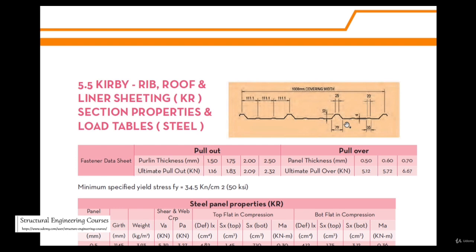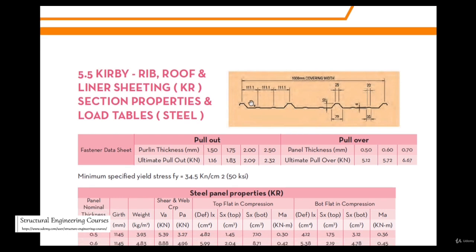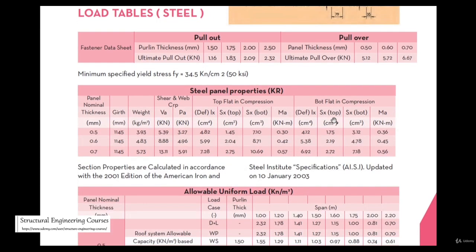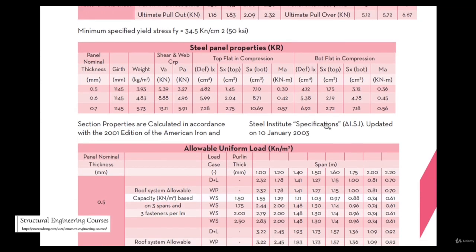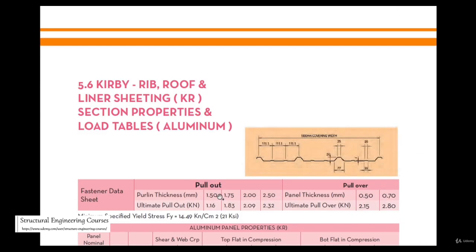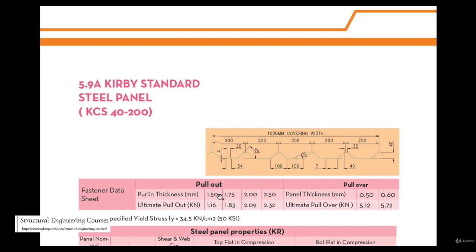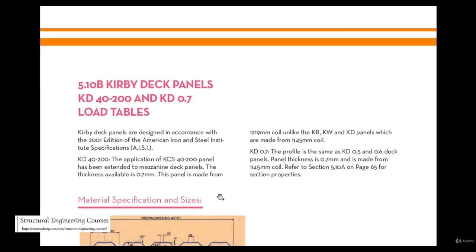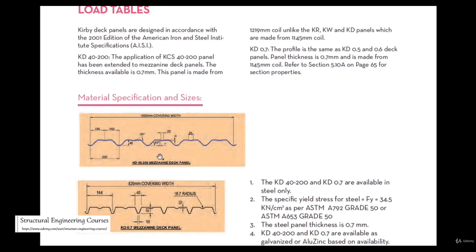So this is basically the Kirby rib, roof and liner sheeting section properties and load tables. Here they had given the allowable loading also. This is basically the typical example of a Kirby deck panel arrangement.